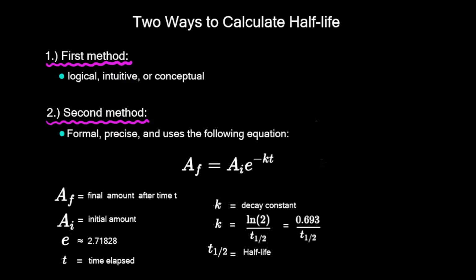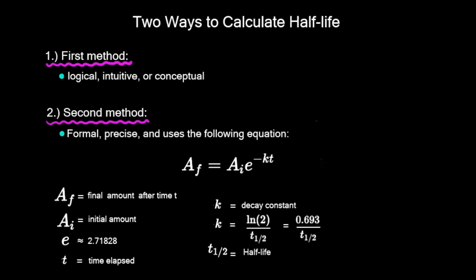e is the base of the natural exponential function, which has a value of approximately 2.71828. t represents the time elapsed, and k is the decay constant, which has its own equation. That equation equals ln2 divided by t_1/2. Here, ln2 is the natural log of 2, which equals about 0.693. We use ln2 because all decay processes on the MCAT follow a first-order rate law. t_1/2 is equal to the half-life.